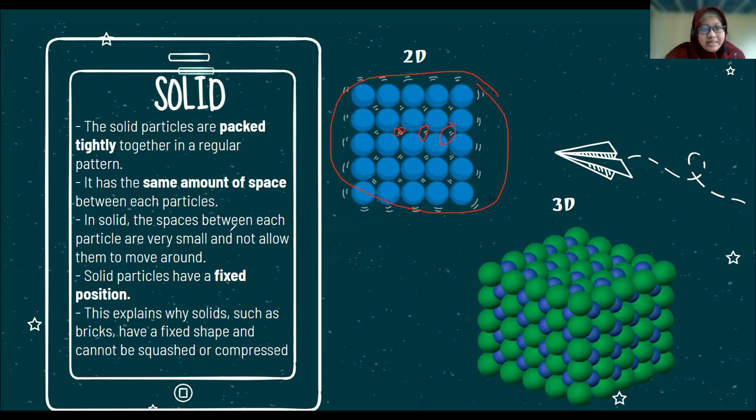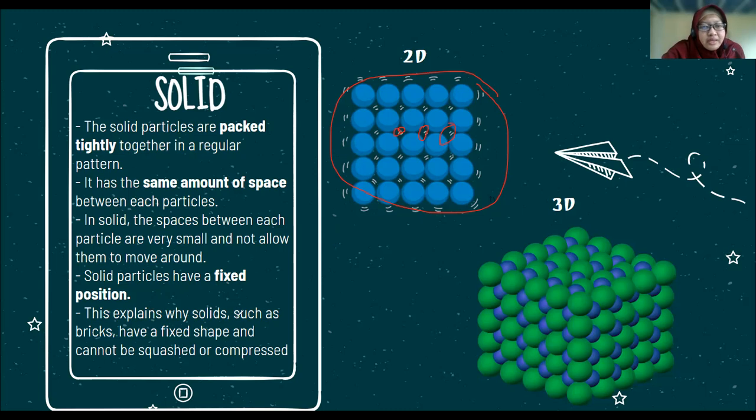In solids, the spaces between the particles are very small and do not allow them to move around. They still can move, but only a little bit, not moving around like the particles in gas or liquid. Solid particles have a fixed position, so they cannot slide past one another. They cannot go in all directions, because they have a fixed position.